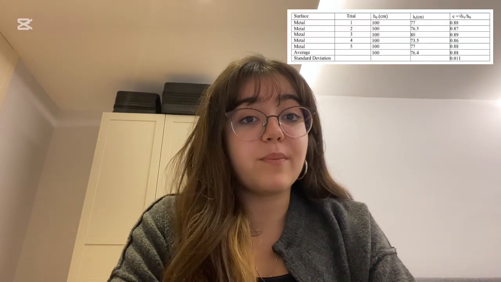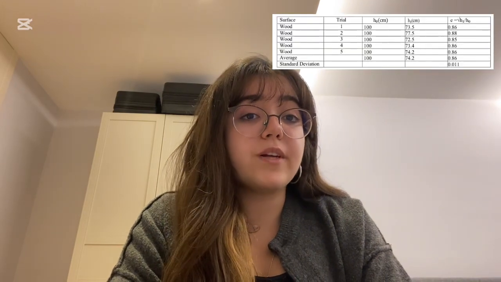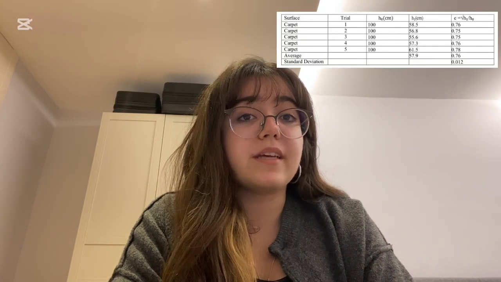The metal surface had the highest coefficient of restitution, about 0.88, because hard surfaces return most of the energy back to the ball. The wooden surface showed a slightly lower value of around 0.86, and the carpet surface had the smallest value, about 0.76, since soft materials absorb more energy. All 3 surfaces also showed very small standard deviations, which means the repeated trials were consistent and the measurement method worked well. Even though the results were consistent, there are still several sources of error that can affect the measurements.